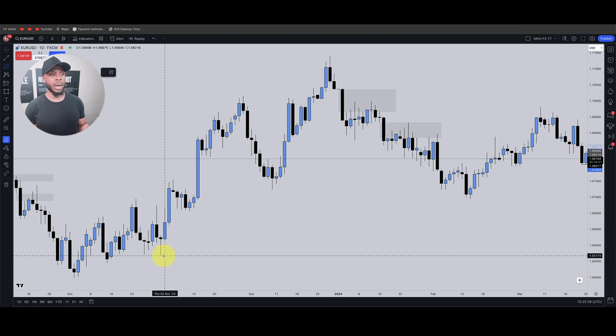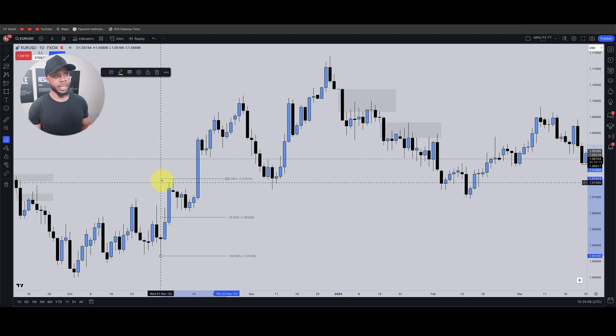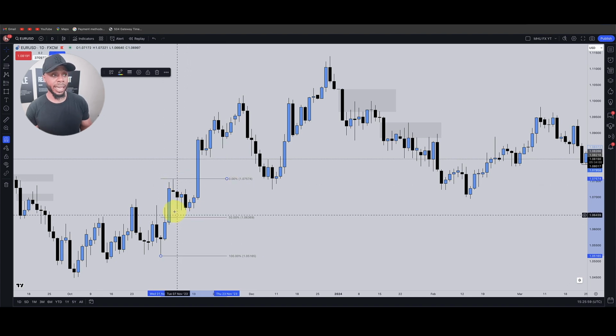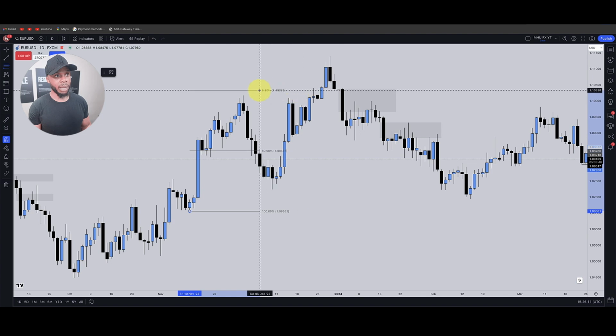Be more so concerned about, is there an area of interest, like an imbalance or an order block that you could use? So look at this move. Here to here, it didn't come back to 50%. It came back to the area of inefficiency and then expanded. This one came back to 50%.